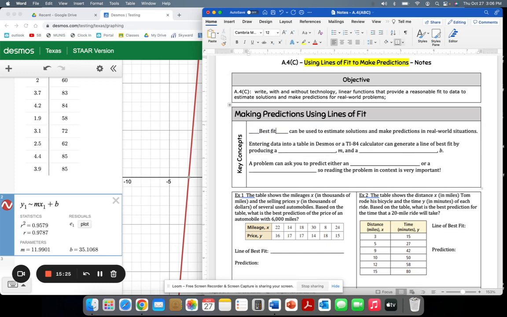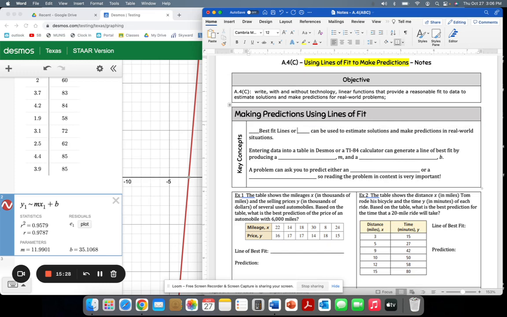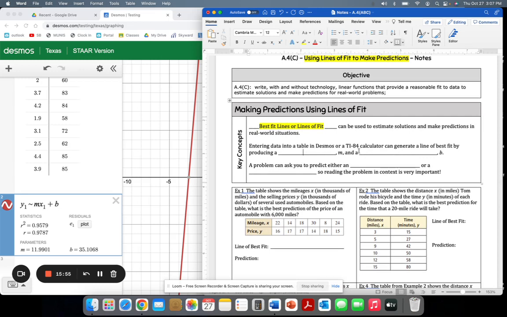Best fit line, or as I have used some other terms as well, best fit lines, is sometimes called lines of fit. That's what's written on top. Best fit line is used most of the time. It can be used to estimate solutions and make predictions in the real world. Enter data into a table in Desmos or a TI-84 calculator. Well, we are using the Desmos calculator. You're allowed to use it on the day of the exam as well. It's much easier to use than the TI calculator.